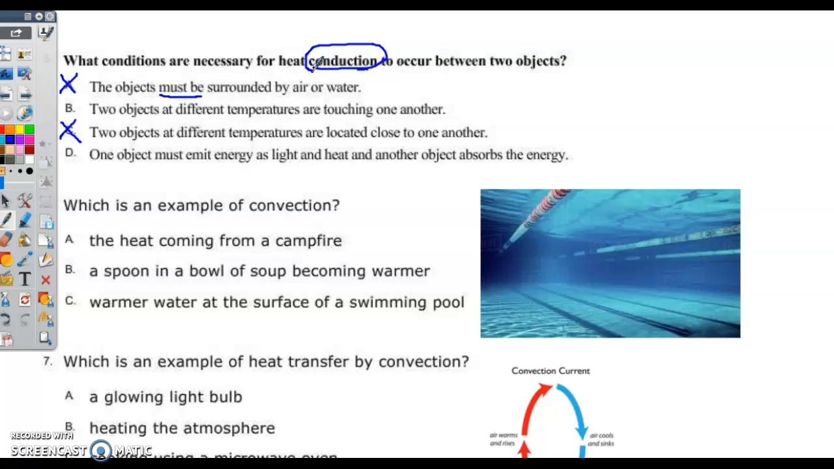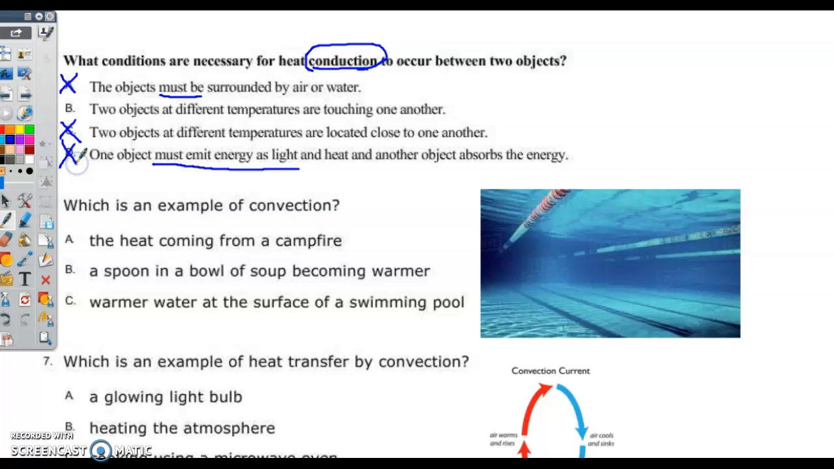1 object must emit energy as light and heat, and another object absorbs the energy. And again, some kids in the last class got confused on that. Yes, I know the colder object is having the heat transferred to it, but again, that must emit energy as light is not a must. We could put an ice cube in our hands and there's no light being emitted, right? But there's still heat transfer from conduction because 2 things are touching.